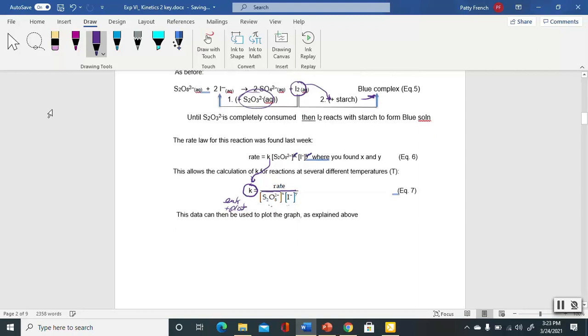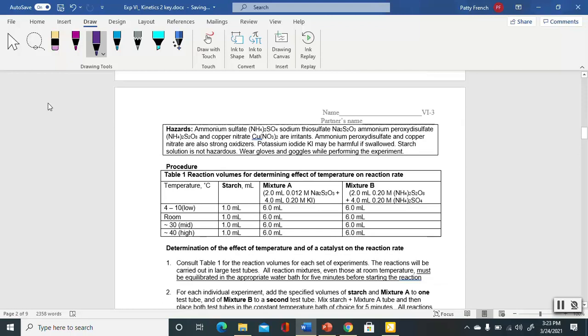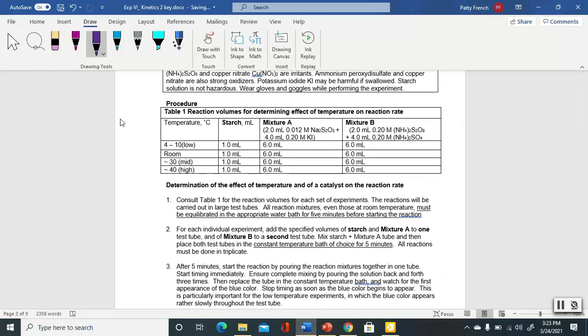Okay, so let's look a little closer at this. Here you can see we have 4 different temperatures, and they're roughly 10 degrees Celsius, 20 degrees Celsius, 30, and 40, and you will know exactly what they are. They will be to at least 1 decimal place. You're going to mix your solutions in a very similar way that you did last week, except this week, your mixtures are already pre-made.